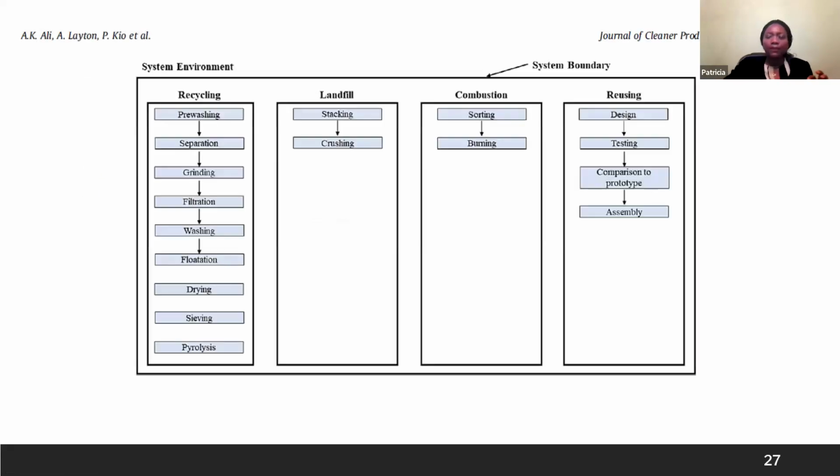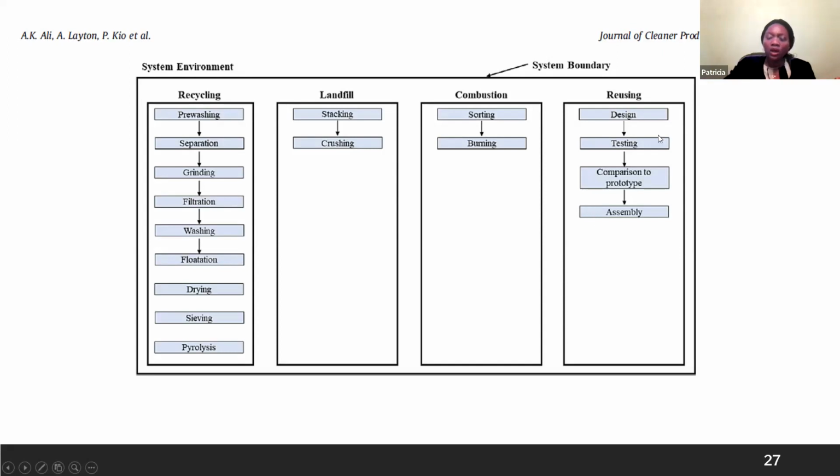So this is an example of how we make a system boundary for the product. We look at recycling. We're comparing the reuse to recycling. In recycling, they have the processes of pre-washing, separation, grinding, filtration, washing, flotation, drying, sieving, and pyrolysis. While in the case of the reuse, we have design, testing, comparison to prototype, and then assembly.